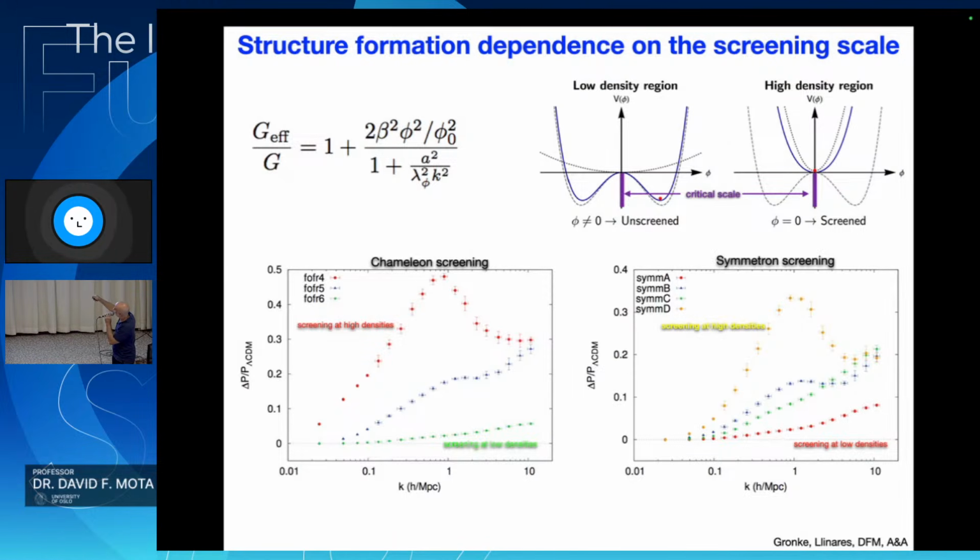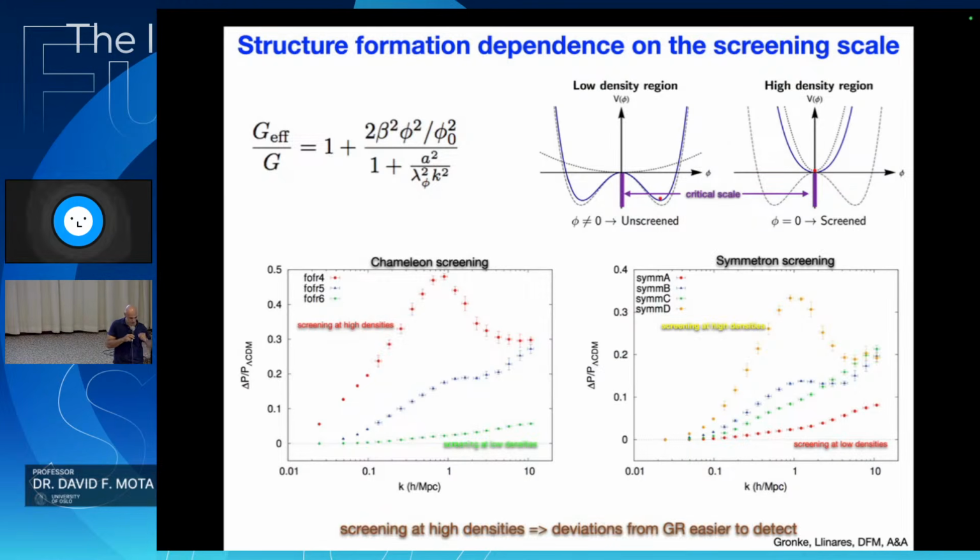But the f(R) 10 to the minus 4 is the one with the largest Compton wavelength, 27 megaparsecs or so. Then you can see that deviations are much larger for this f(R) gravity. So this one can be ruled out from just looking at the 2-point correlation functions of galaxies. So if I screen only at very high densities, then it's very easy to detect the deviations from general relativity.